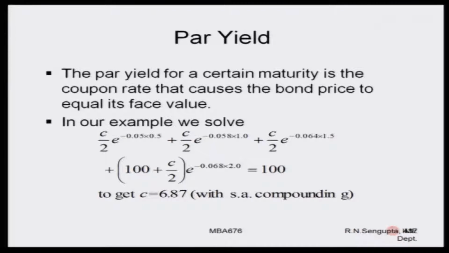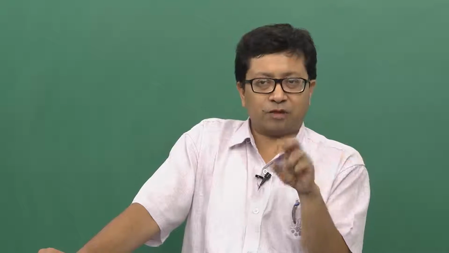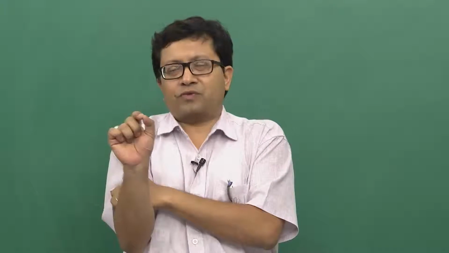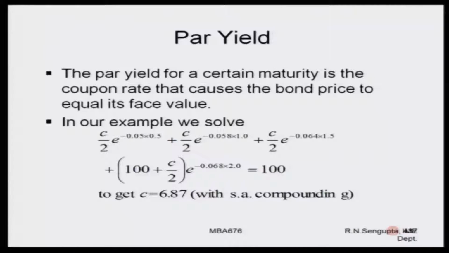Now, the third question we will try to answer is, what is the par yield. The par yield of a certain maturity is the coupon rate that causes the bond price to be exactly equal to its face value. If you remember, the face value is not 98.39, which is the demand and supply price based on which the market dictates the price of the bond. Face value is the value written on the bond, which technically we consider as 100 or 10. So, in this case it is 100. Now, we will consider the par yield such that the bond price is exactly equal to 100.